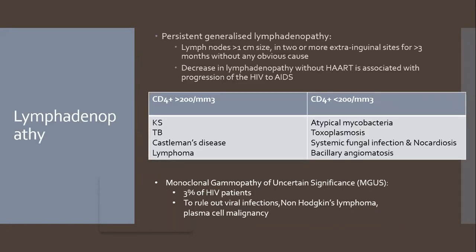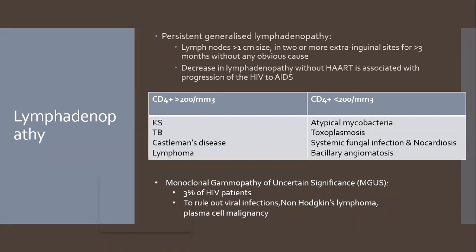This is somewhat important because lymphadenopathy, I told you, stage 1 of HIV infection, we call it persistent generalized lymphadenopathy. What is persistent generalized lymphadenopathy? Lymph nodes more than 1 centimeter in size in 2 or more extrainguinal sites for more than 3 months is called PGL. It is the first manifestation of HIV infection. Right? Treatment is ART itself because it is due to HIV.